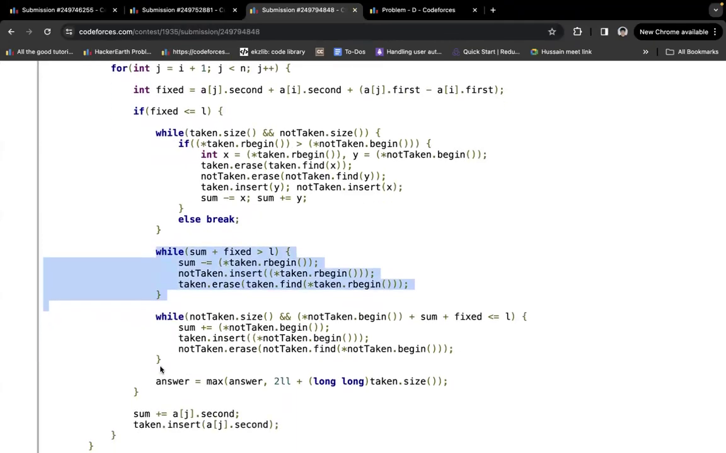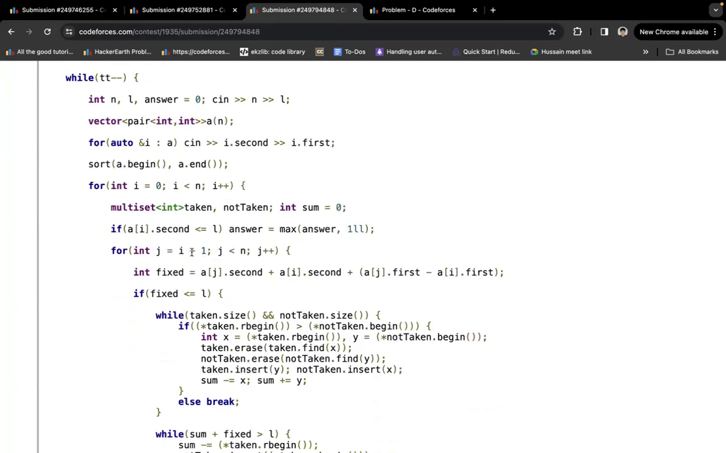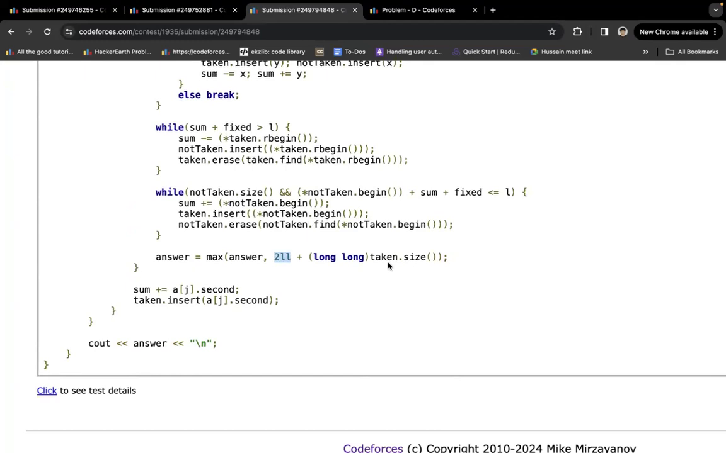And using the last while loop, what I do is, if there are some elements in not taken, and adding it will be within the limit, I just keep adding it, right? I add it to my sum, then I insert it into taken, I remove it from not taken. And then the answer is 2 plus taken dot size. Why is it going to be 2 plus taken dot size? Because my multiset size plus I fixed two elements, right? I fixed the j index and I fixed the i index. So it's going to be 2 plus taken dot size.